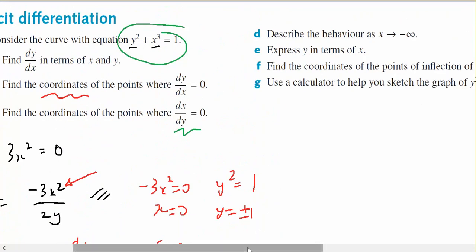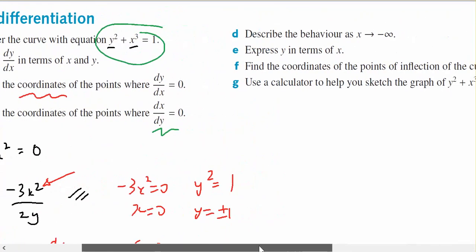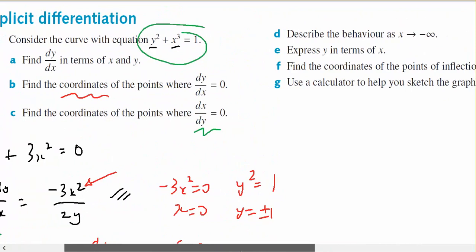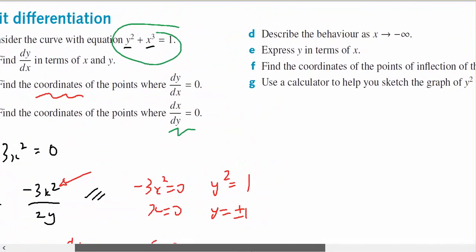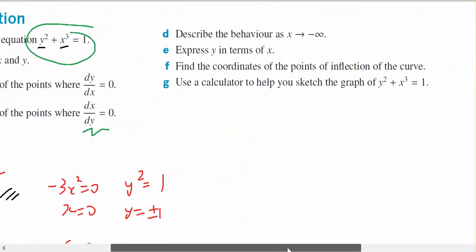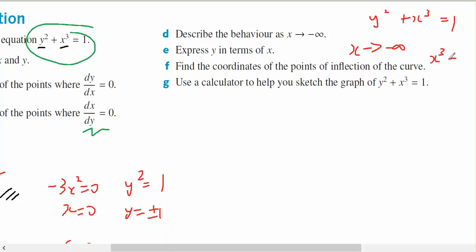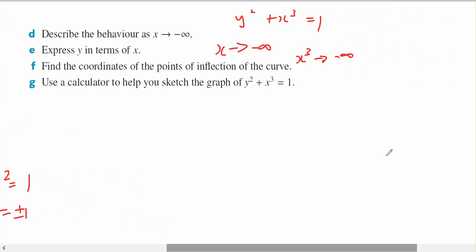Describe the behaviour as x approaches negative infinity. So if x goes to negative infinity, what have we got? y squared plus x cubed equals 1. If x goes to negative infinity, then x cubed also goes to negative infinity, which means y squared will equal 1 minus x cubed.